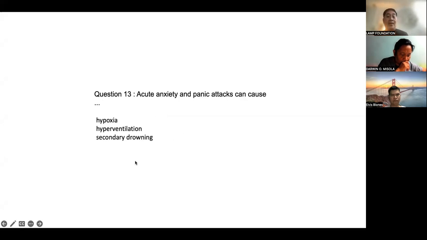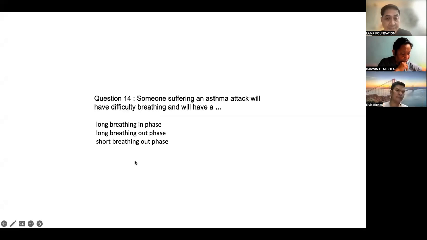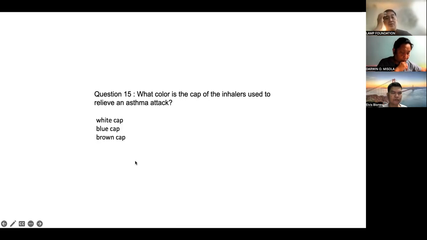Acute anxiety and panic attack can cause what? Hyperventilation. Someone suffering an asthma attack has difficulty breathing and is out of breath. What color is the cap of the inhalers used to relieve an asthma attack?